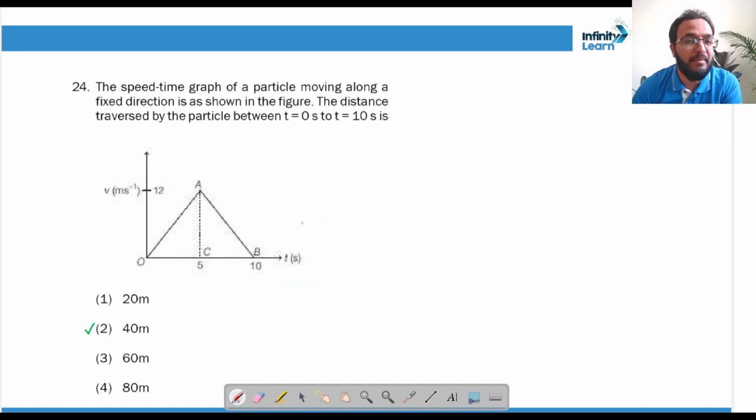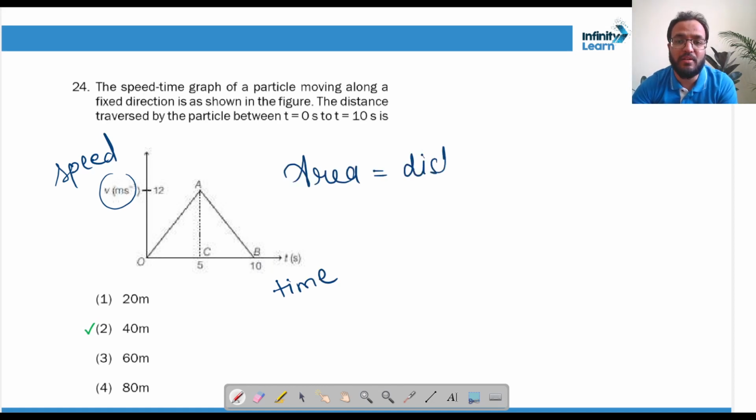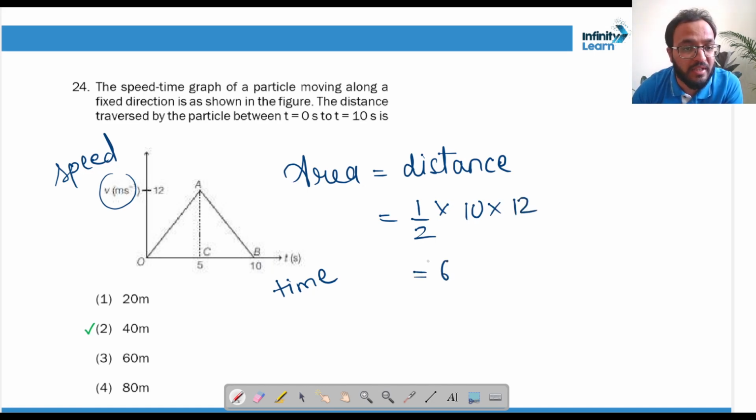Now, the speed-time graph of a particle moving along a fixed direction is as shown in the figure, find the distance traveled by the particle. Okay, in a speed-time graph, the area will represent the distance. Area gives you distance, so it is half into base into height. The answer is how much? 0 to 10 seconds. Okay.